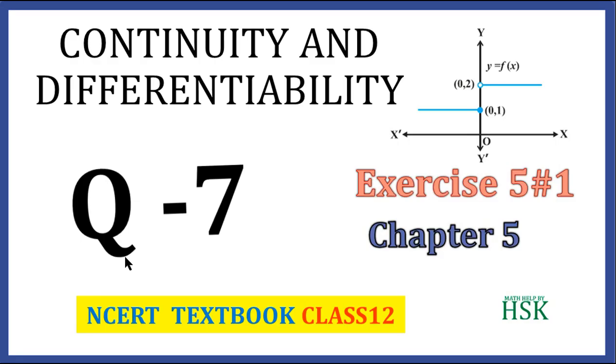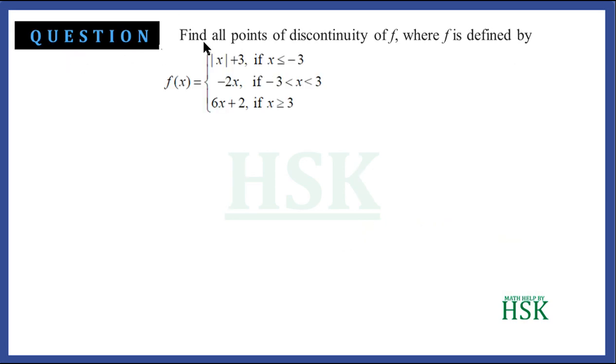This is question number 7 of exercise 5.1 from the chapter Continuity and Differentiability. The question is, find all the points of discontinuity of f, where f is defined by f(x) is equal to modulus of x plus 3 if x is less than or equal to minus 3, it is equal to minus 2x if x lies in the interval minus 3 to 3, and f(x) is equal to 6x plus 2 if x is greater than or equal to 3.